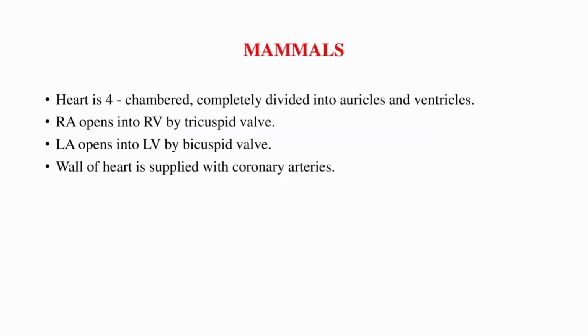Mammal's heart. Heart is four-chambered, completely divided into auricles and ventricles. Right auricle opens into right ventricle by tricuspid valve. Left auricle opens into left ventricle by bicuspid valve. Wall of heart is supplied with coronary artery.